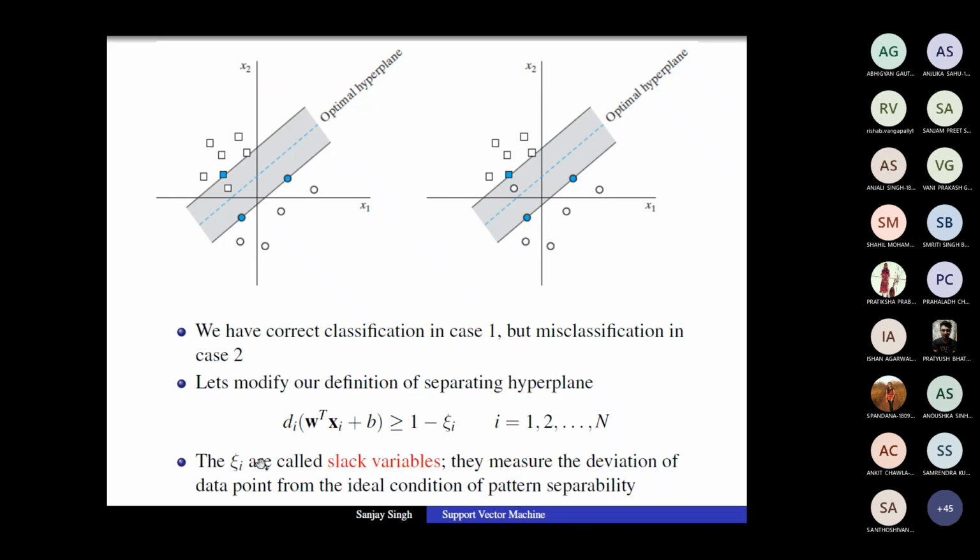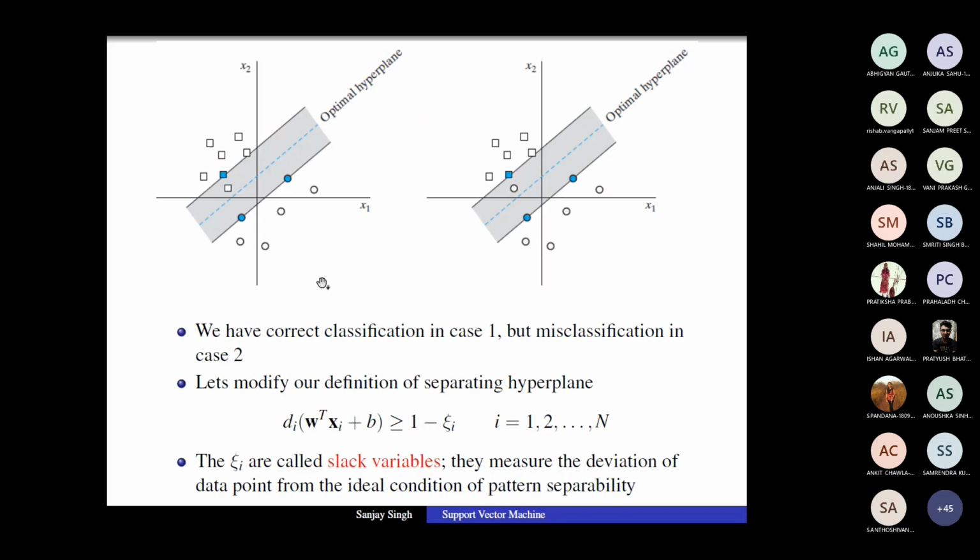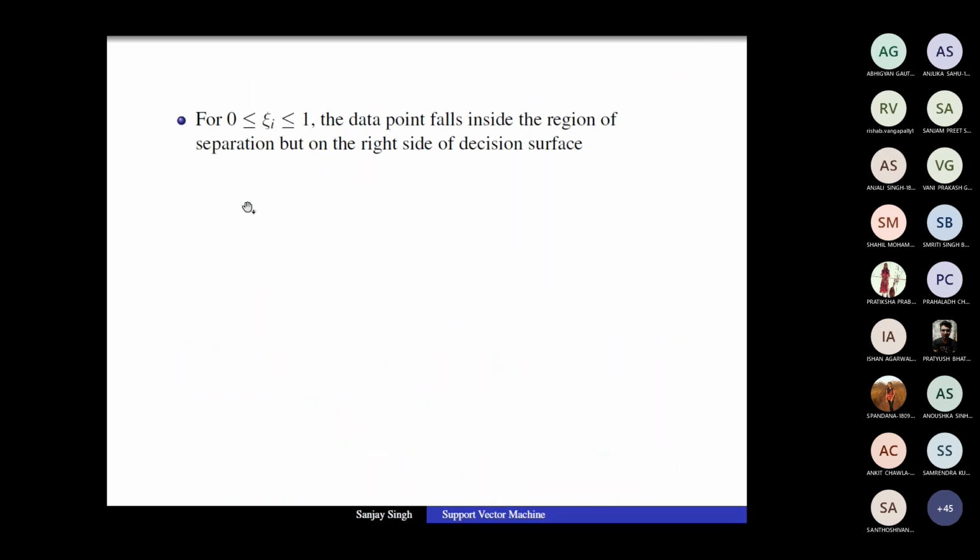As I mentioned, the xi's are called slack variables. They measure the deviation of a data point from the ideal condition of pattern separability. This value lies between 0 and 1, obviously, because this entire distance is 1 only. So xi cannot be more than 1. If a point is lying on the margin, xi is 0. If it is beyond this, xi takes some nonzero value. It can be greater than 0 but less than 1; it cannot be more than 1.